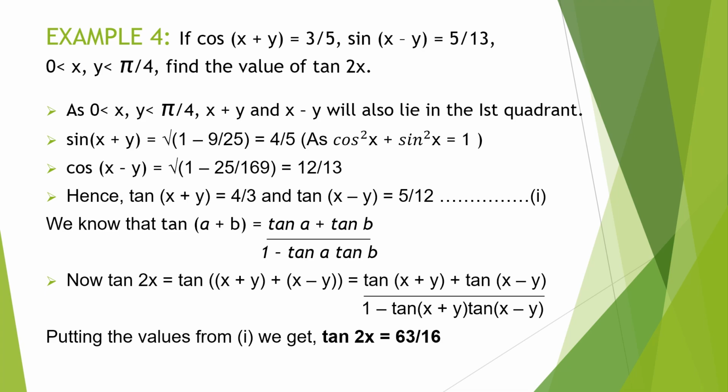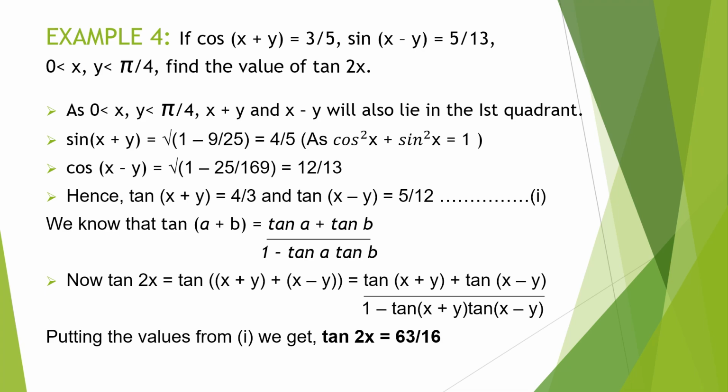Example 4. If cos of (x plus y) is equal to 3 by 5, sin of (x minus y) is 5 by 13, and x and y lie between 0 and pi by 4, then find the value of tan 2x. Now remember, in these types of examples, first of all always determine in which quadrant your required angle lies. Since x and y lie between 0 and pi by 4, x plus y and x minus y will also lie between 0 and pi by 2. So that means in the first quadrant.